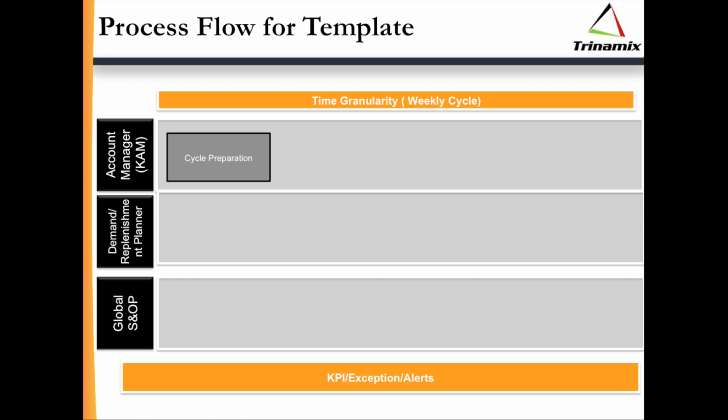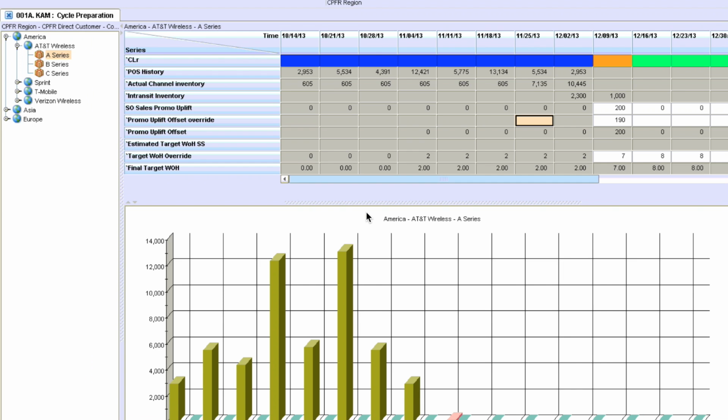Now let's start with cycle preparation. Let me take you to the system. We start with Cycle Preparation Worksheet. I am logged into the Demantra tool. On the left side, I see the hierarchy with region on the top.